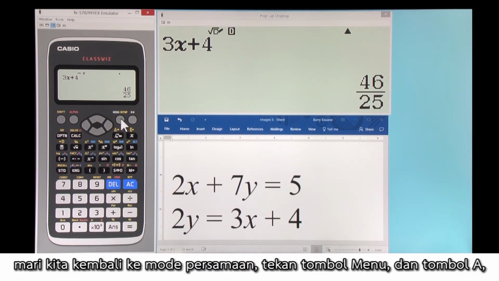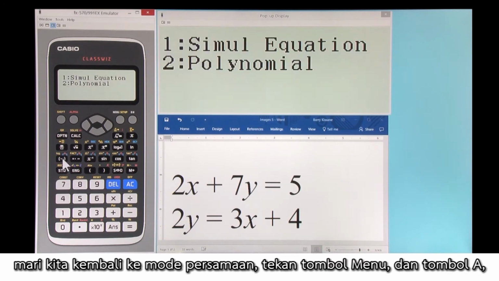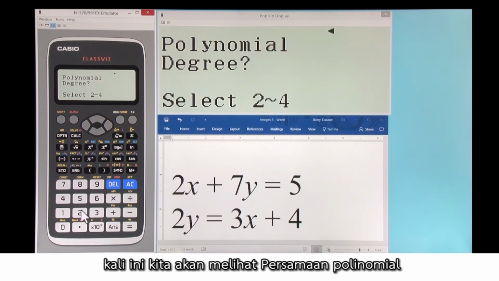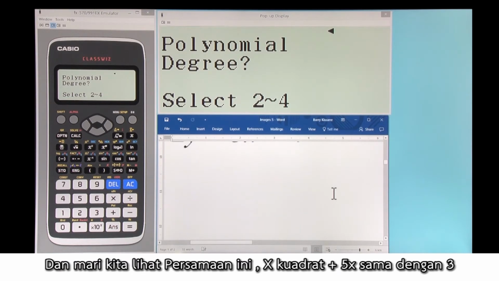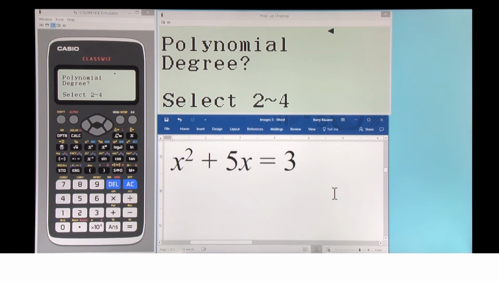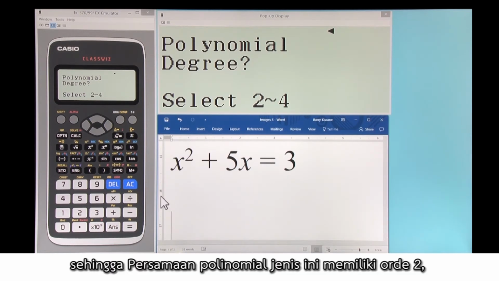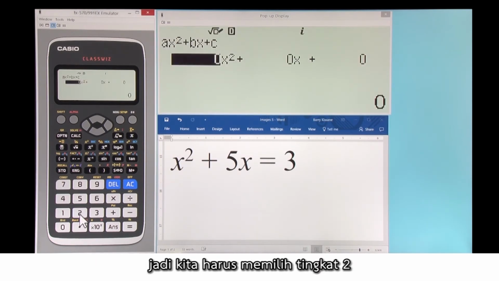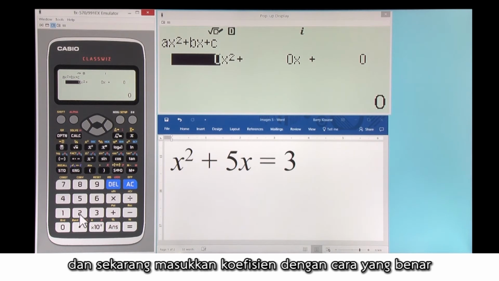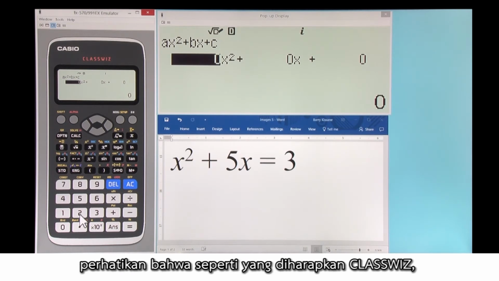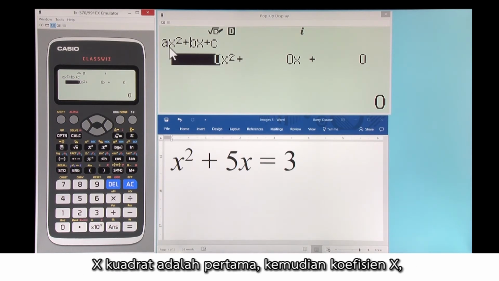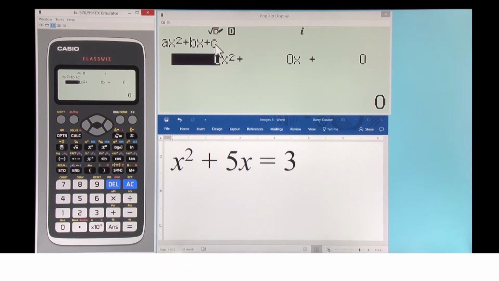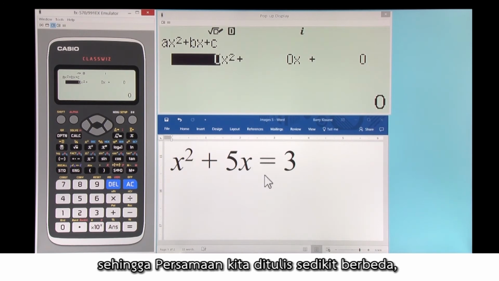Okay, let's go back to equation mode, menu and A, and this time we'll look at a polynomial equation. Let's look at this equation here. X squared add 5x is equal to 3. So a polynomial equation of this kind is of order 2. So we have to select the degree of 2 and now enter the coefficients in the correct way. Notice that the way ClassWiz expects it, the x squared coefficient is first, then the coefficient of x, and then the constant. So our equation is written a little differently.